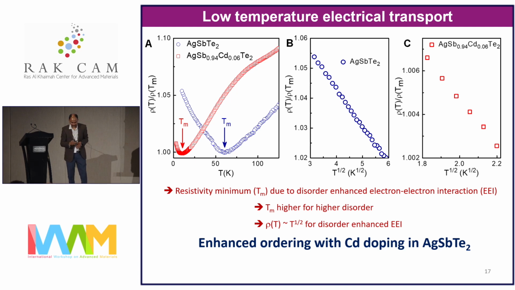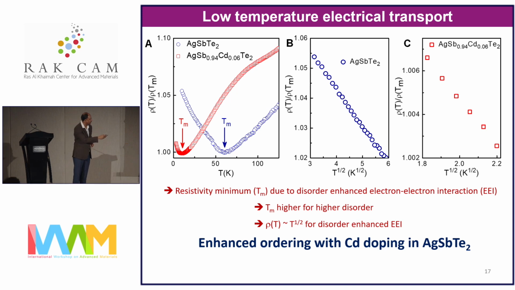So where do we get this indication? You can see there is an increase in the electrical resistivity at very low temperature. At that low temperature, the data can be fit with the root T dependence, which is nothing but the electron-electron interaction. And also we have weak localization in this compound.